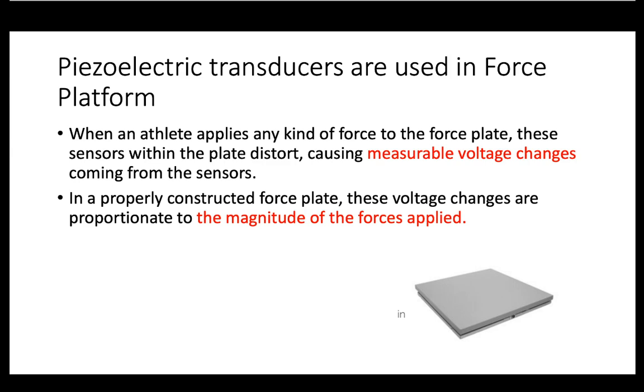so your next slide will summarize this, the piezoelectric transducer. Here you can see the photograph of a portable force platform. So when an athlete applies any kind of force on this force platform, these sensors, that is, the piezoelectric force transducers within the plate, distort, causing measurable voltage changes from these sensors, and that can give you an idea about force. In a properly constructed force plate, these voltage changes are proportional to the magnitude of force applied. The more the force is, the more the change will be in the voltage and the more signal you will get. So this is the thing.